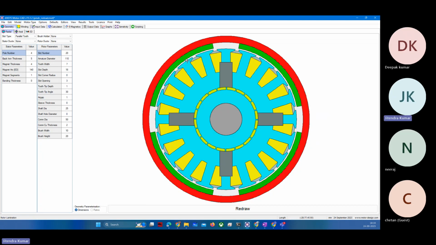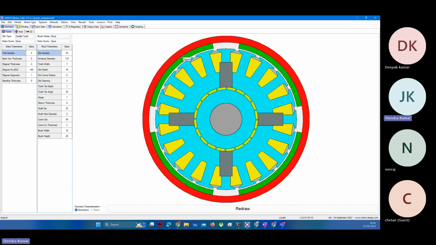So now, see, this red part is nothing but the yoke. Yeah, you are correct, a stator lamination, which you can call yoke or back iron, or basically it is a stator core, right? And this green portion is what? Poles. Yeah, they are poles.